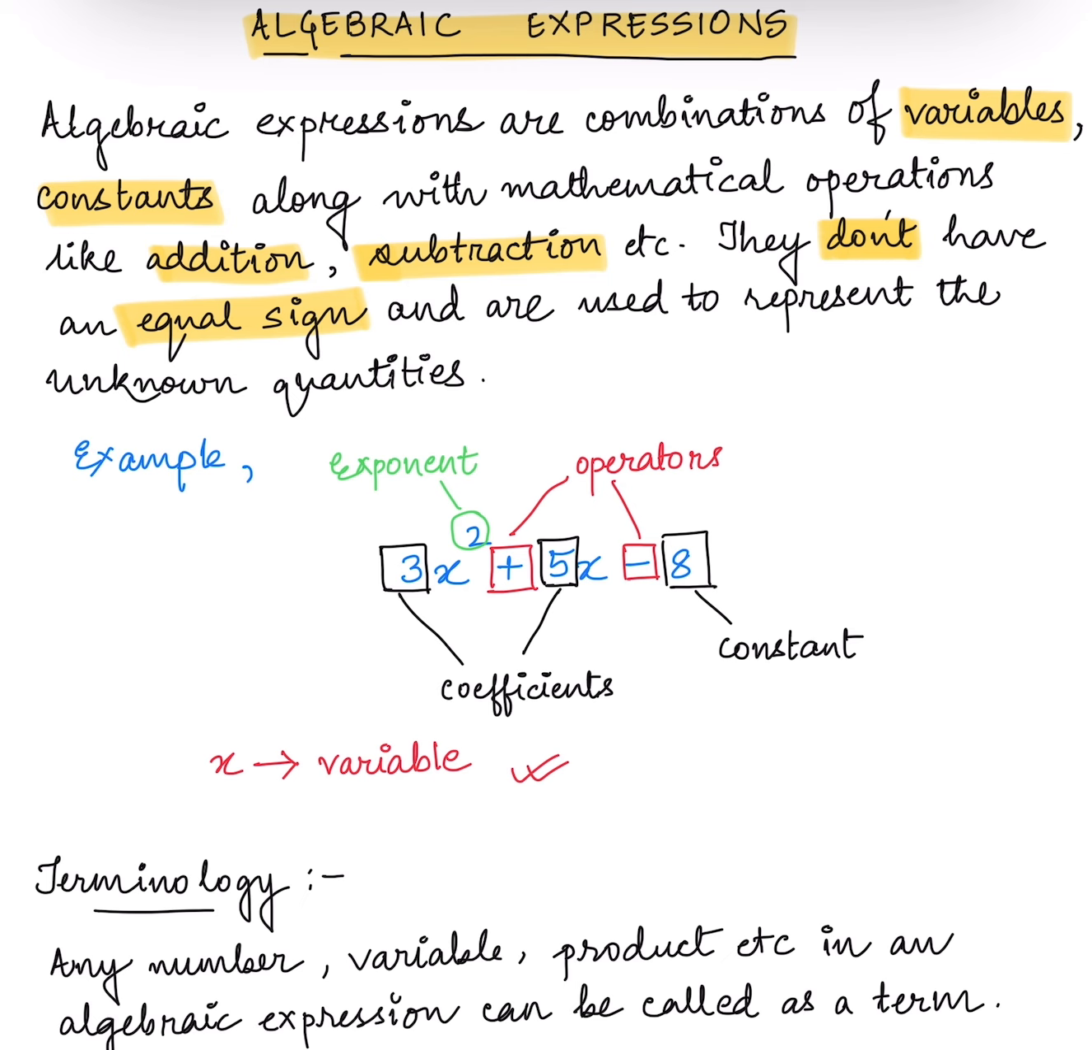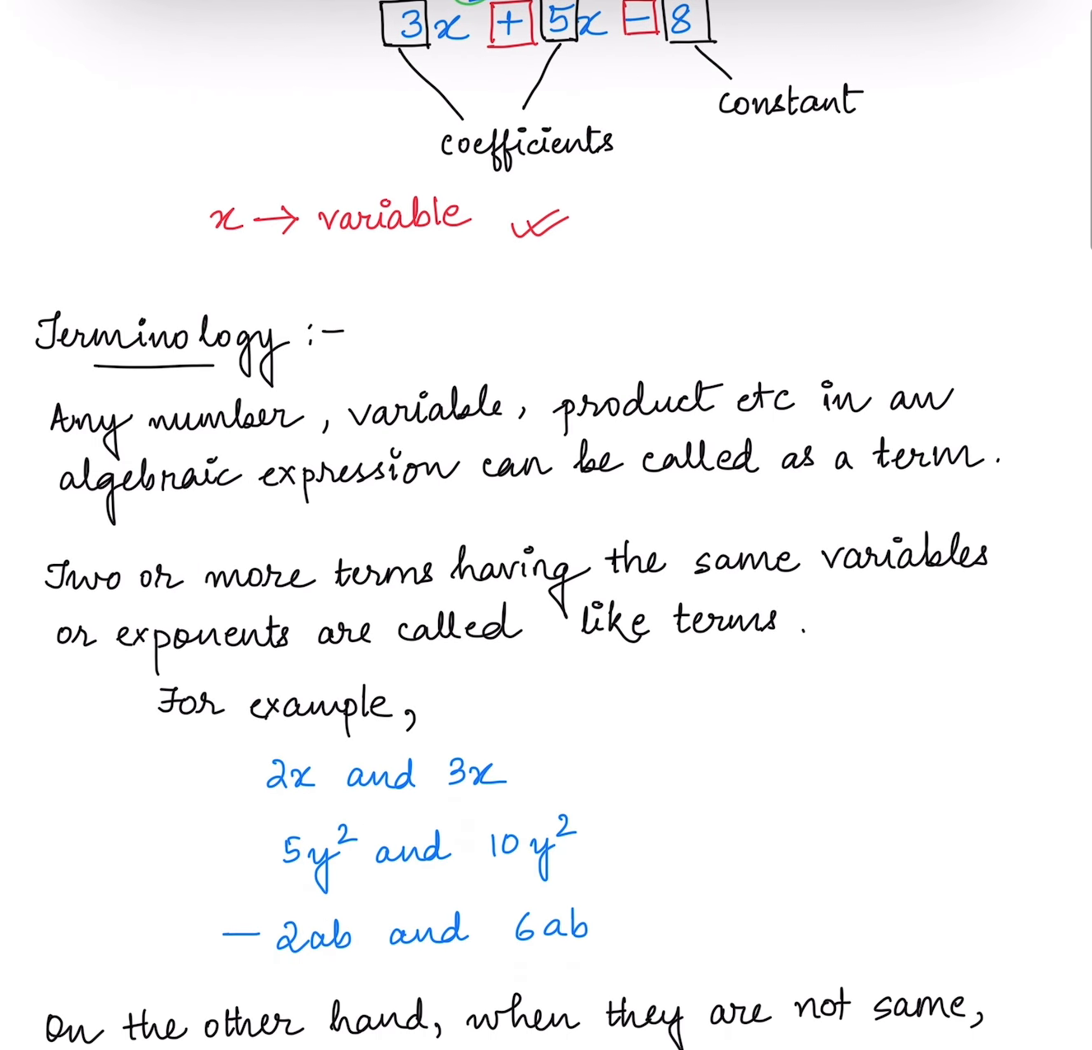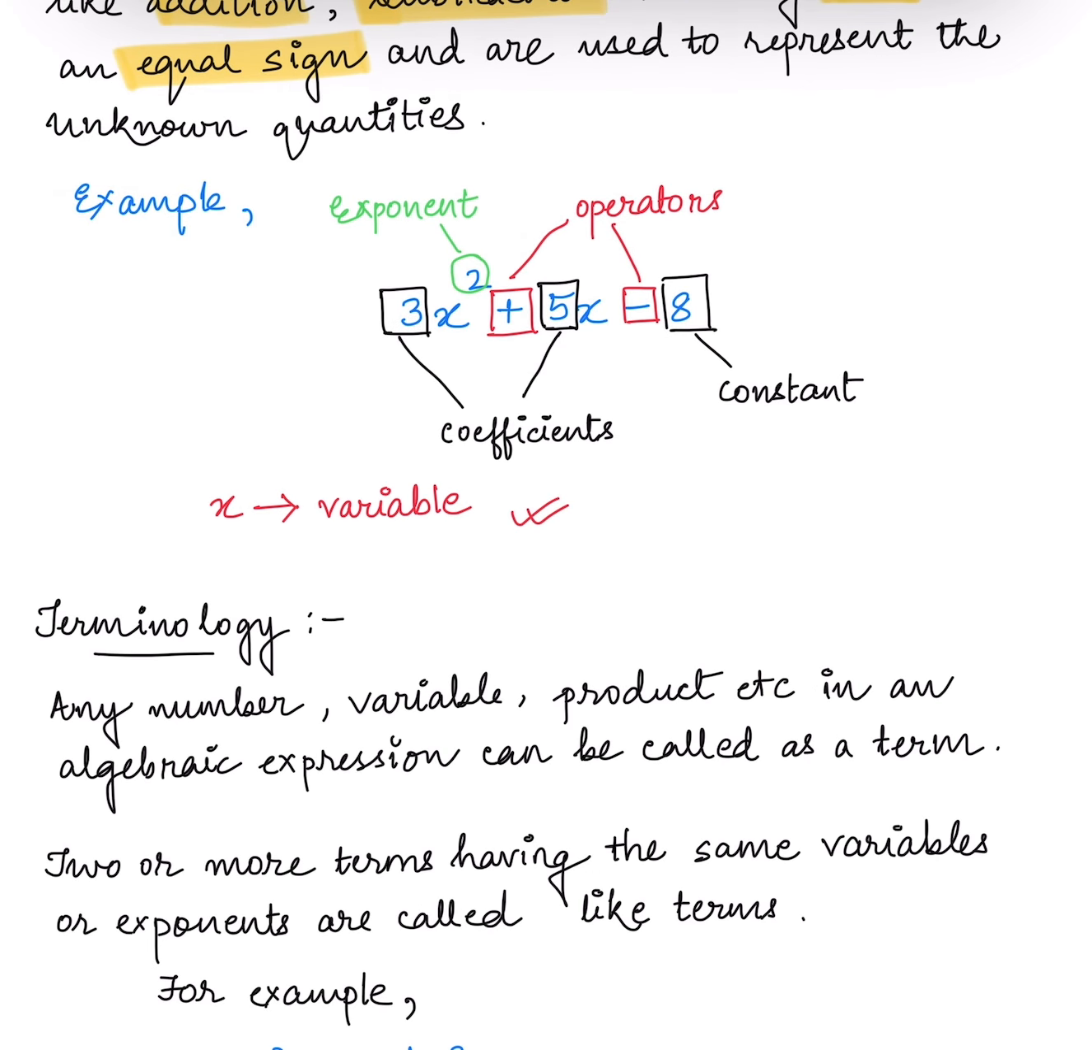So let's look at the terminology. Any number, variable or product in an algebraic expression can be called a term. So over here we can say that 3x squared is a term, 5x is another term, and minus 8 is another term. So these are the terms of an expression.